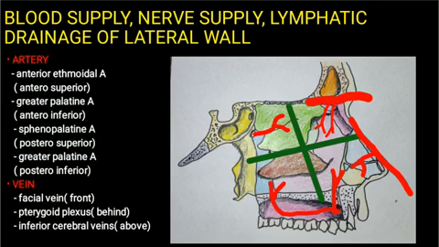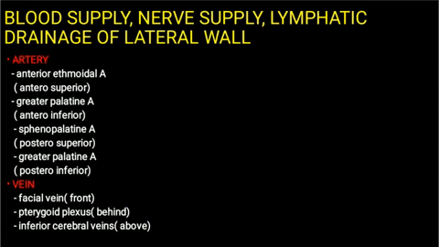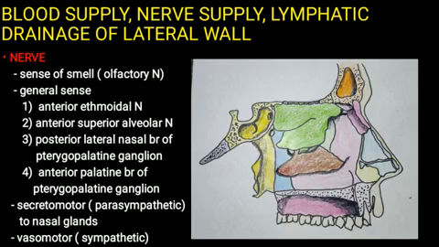The veins which drain the lateral wall form a plexus, which in turn empties the blood into the facial vein anteriorly, the pterygoid venous plexus posteriorly and the inferior cerebral veins superiorly. Nerve supply of the lateral wall. The sensory supply of the lateral wall is for the sense of smell and for the general sense, while the motor supply is the secretomotor supply for the nasal glands and the vasomotor supply.